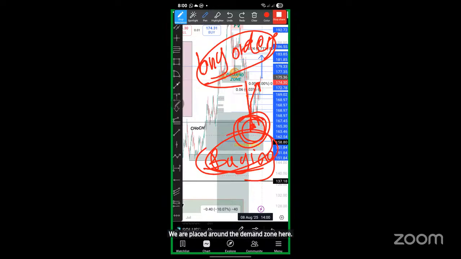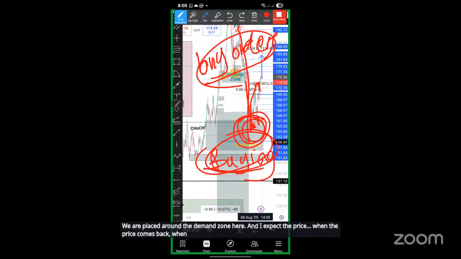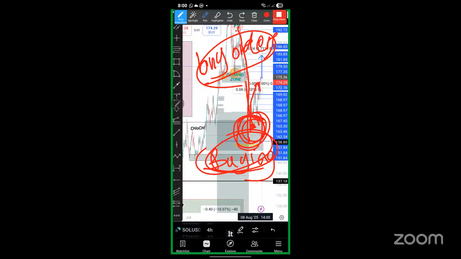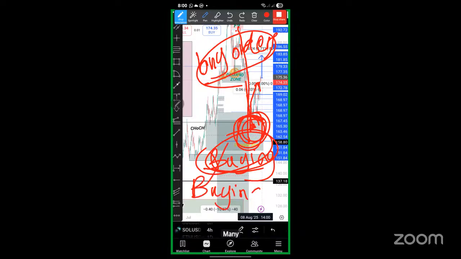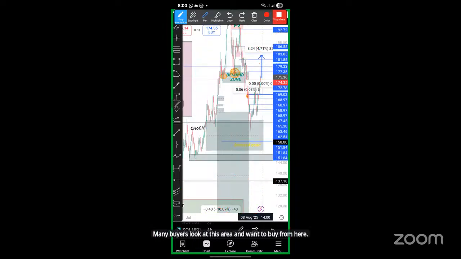And I expect that when the price comes back, when the selling pressure is high, it will be resisted within the demand zone. The demand zone is always the buying zone. Many buyers look at this area and want to buy from here. That's why price did not go beyond this area. When it tapped into this demand zone, it pushes back.